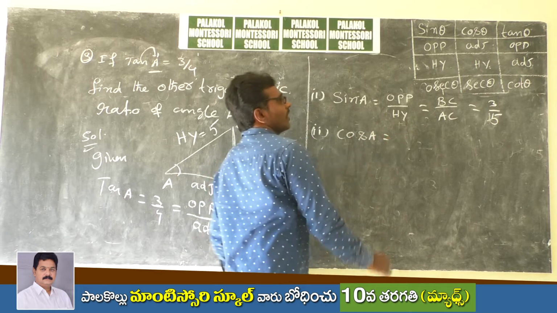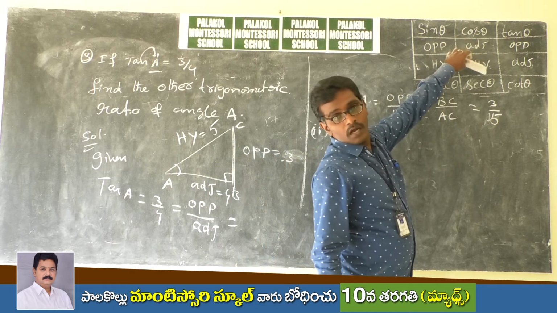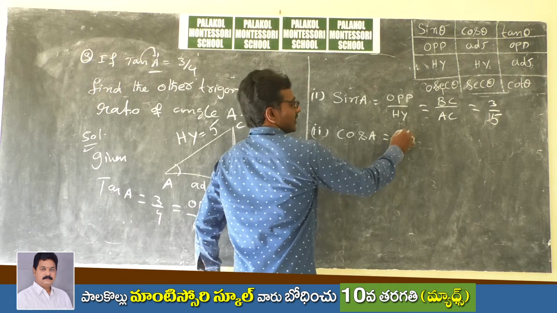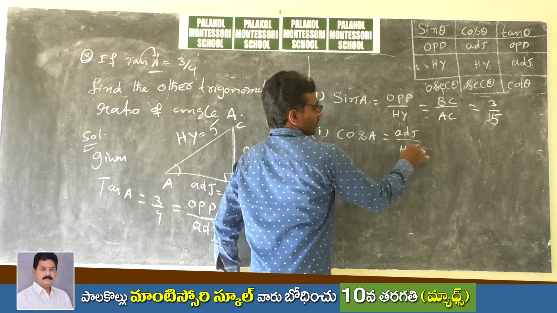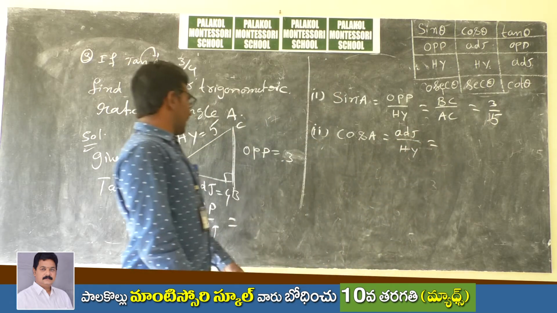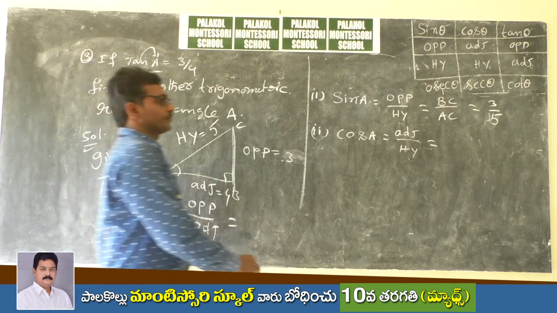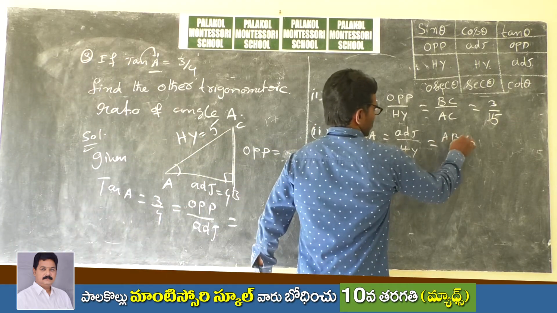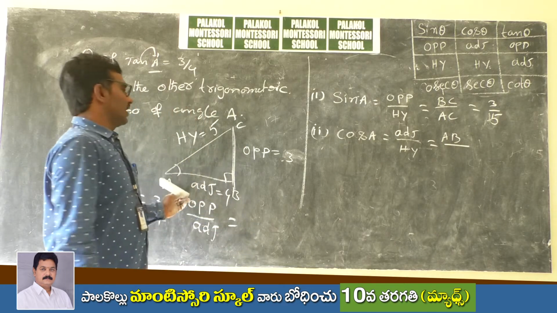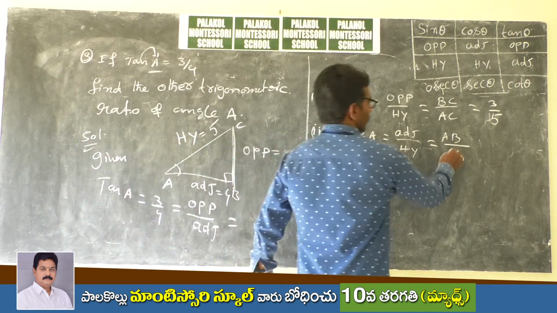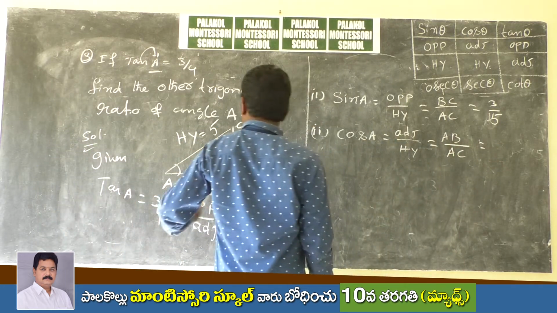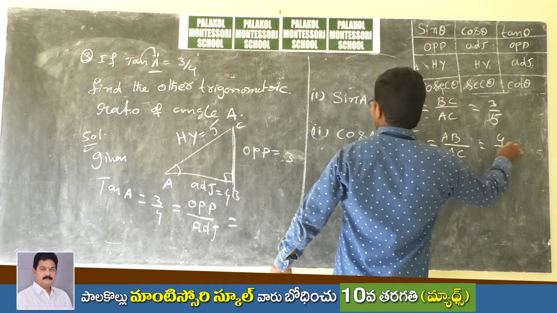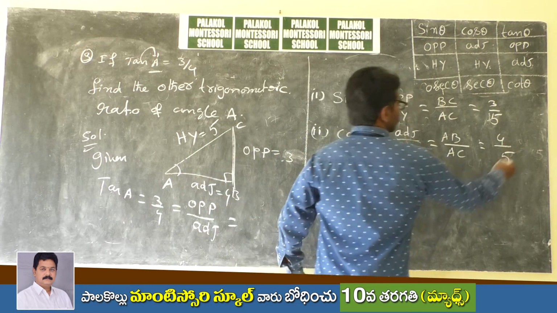Next one. Cos A. Cos A ratio formula: adjacent side by hypotenuse. What is the adjacent side? AB, by hypotenuse AC. So AB value is 4, 4 by 5.